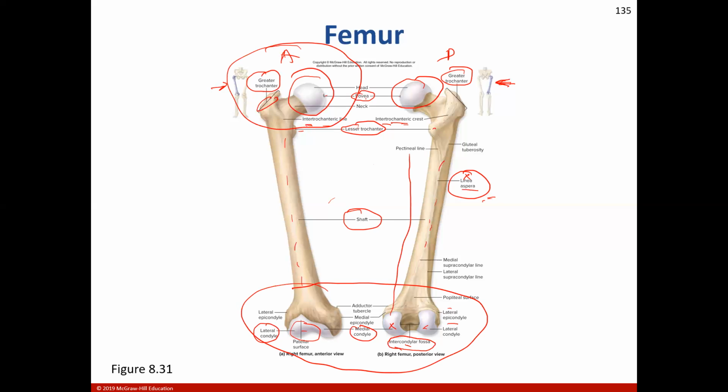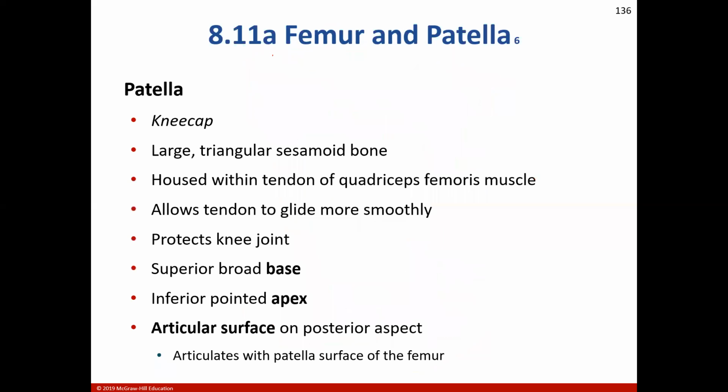So I guess the takeaways here are definitely the head, the fovea, the greater and lesser trochanter, the linea aspera, the medial and lateral condyle, the intercondylar fossa. Those are the main parts. And the patellar surface would make sense.